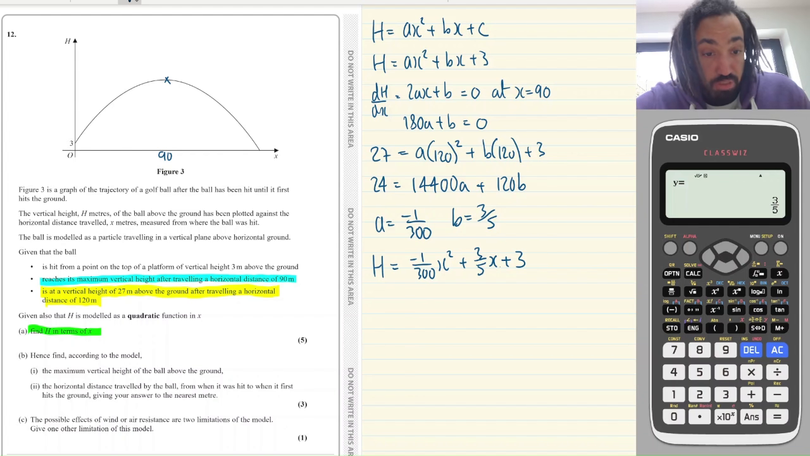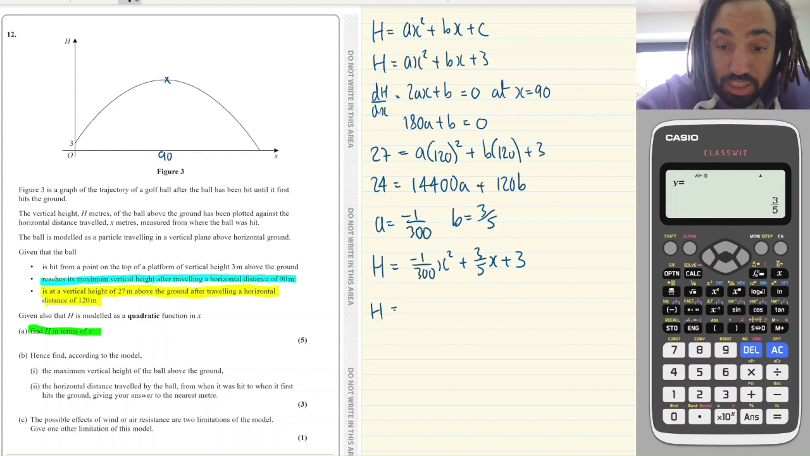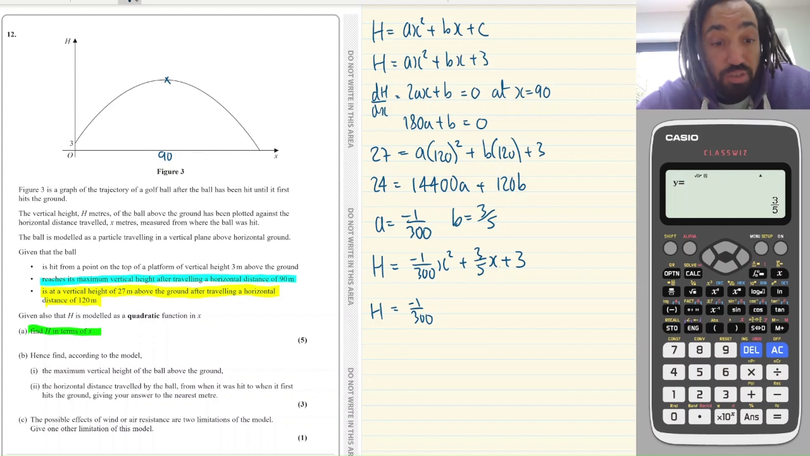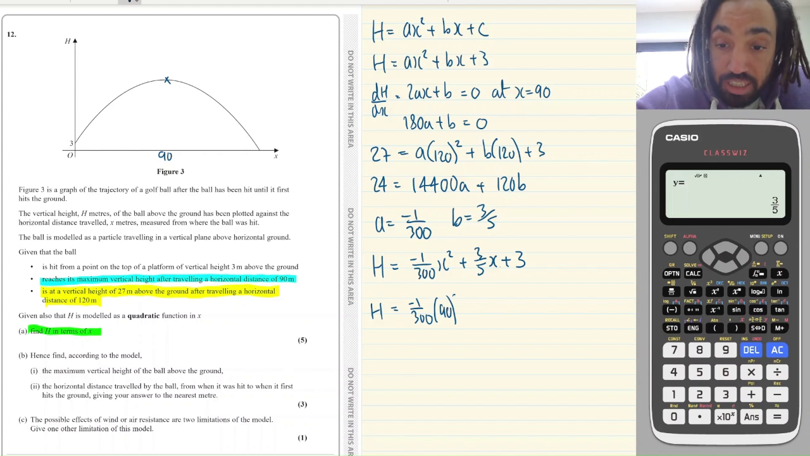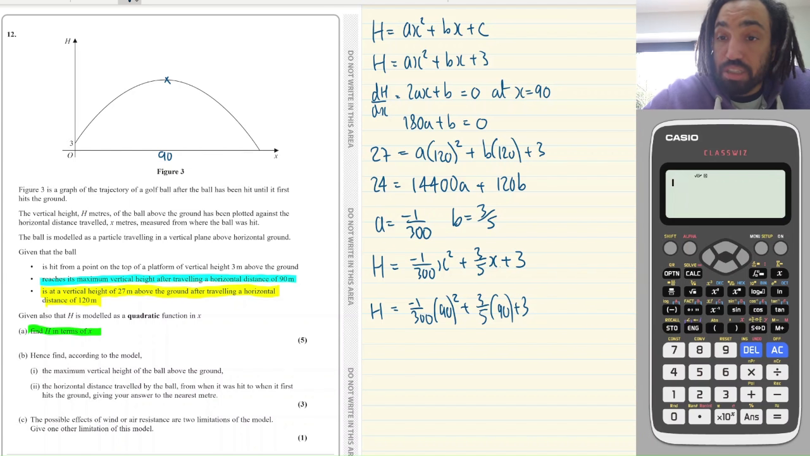Hence, find, according to the model, the maximum height of the ball above the ground. Well, I know that the height is equal to this, and I know that the maximum height happens when x is 90. So I just sub in 90 into this equation to get that value. So let's go back to the calculator.